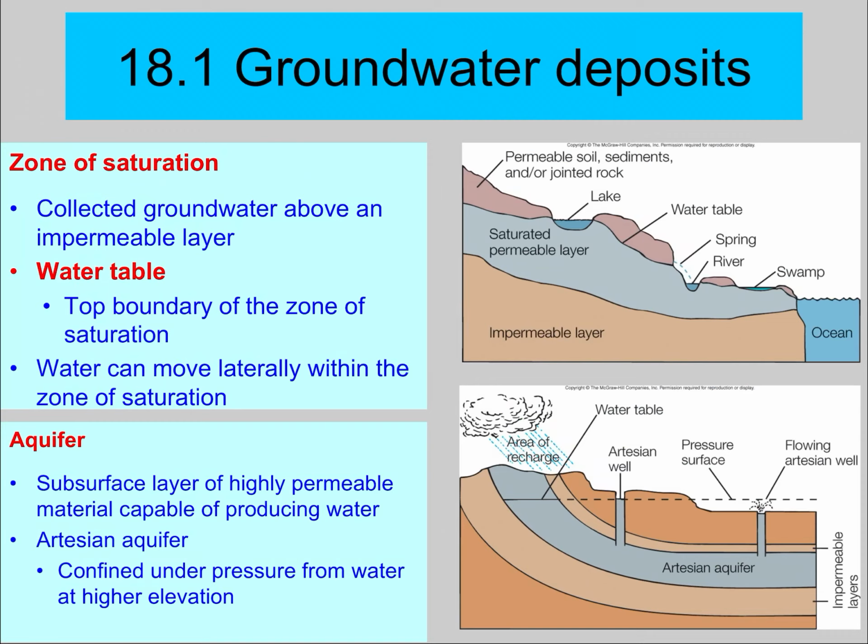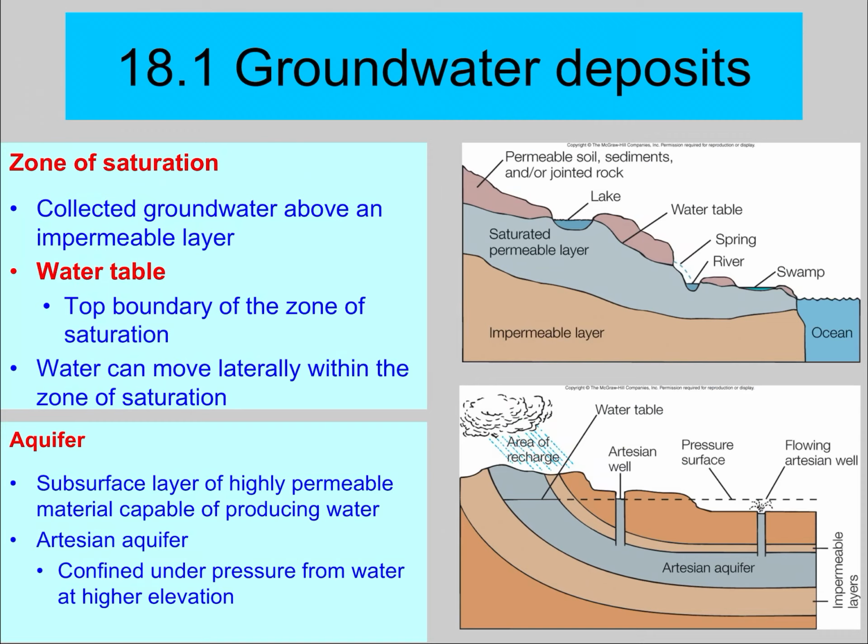So in your groundwater deposits, you're going to have what's called a zone of saturation, which is collected groundwater above an impermeable layer. Impermeable means it can't fall through. It's kind of like concrete. And so the water is going to be in this gray area in the top image, a saturated permeable layer. Normally this will be below things like lakes, rivers, swamps. The water table is going to be the top boundary of the zone of saturation. So this is where a lot of your household water wells are going to be.